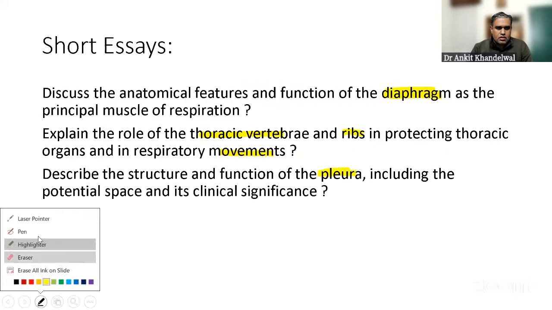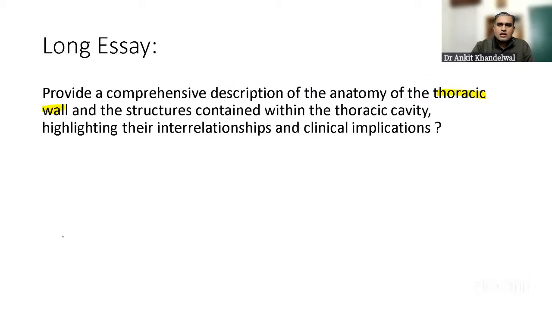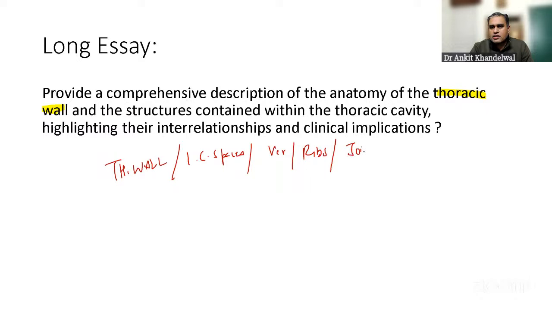So what do we get from here? What are the topics that we should be touching on? Let us see. The thoracic wall is what we should be touching on, and that will include the intercostal spaces. It will include the vertebrae, a bit of the ribs, a bit of the joints in the thoracic wall, a little bit of the sternum, and with the sternum it also includes the sternal angle.